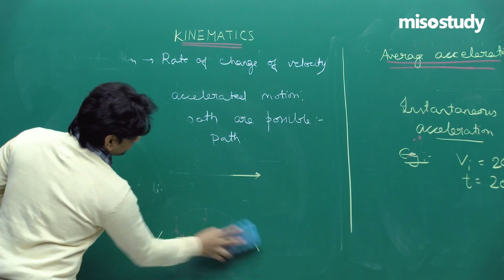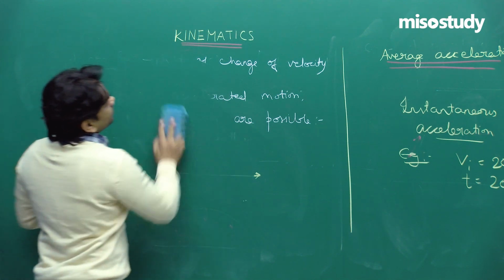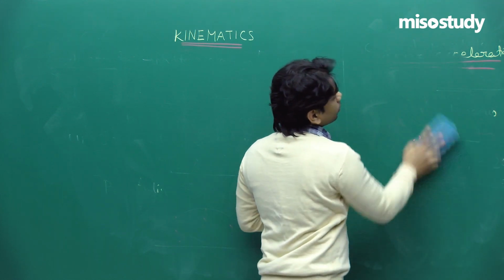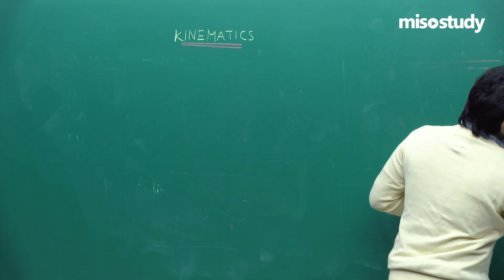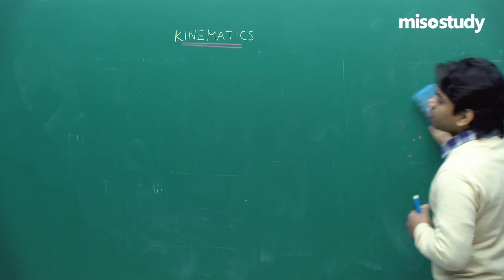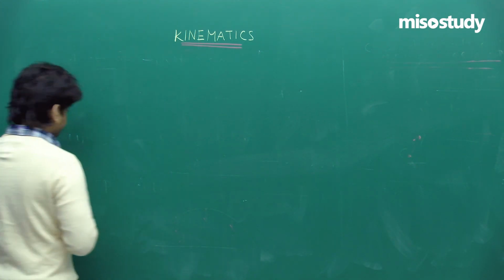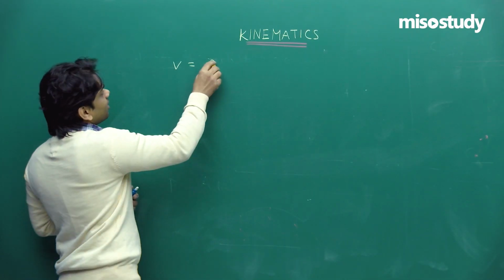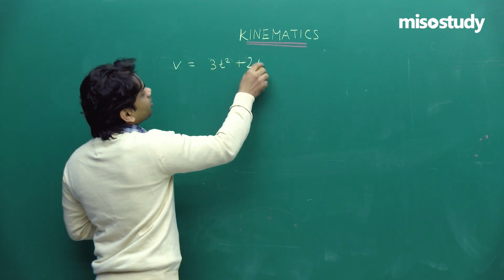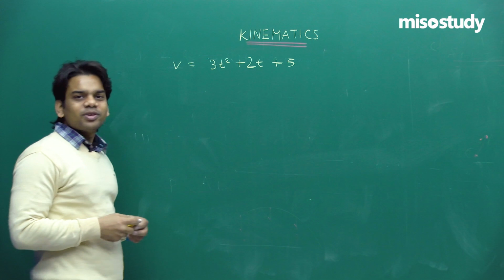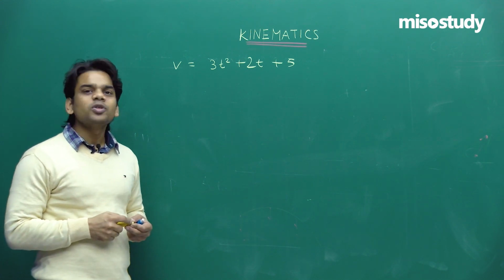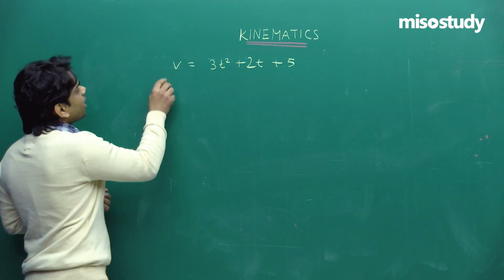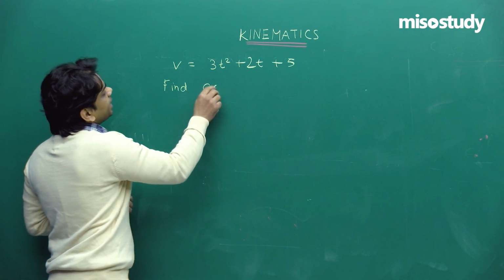Instantaneous acceleration. This is also not too tough to solve questions based upon it. Suppose it's given that the velocity of an object is depending on time with the equation, let's say, 3t square plus 2t plus 5. This is how velocity is varying with time. Suppose it has been asked, what is the acceleration of the object at t equals 2 seconds?